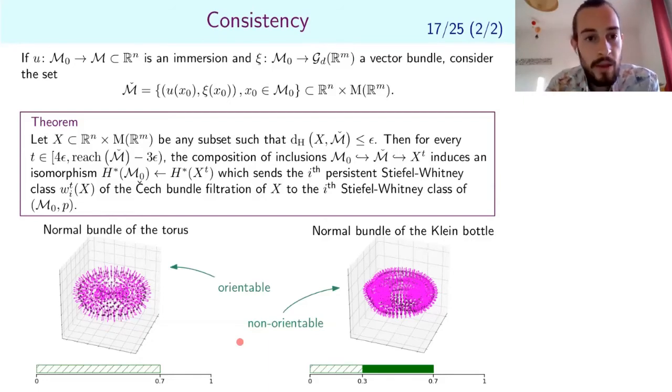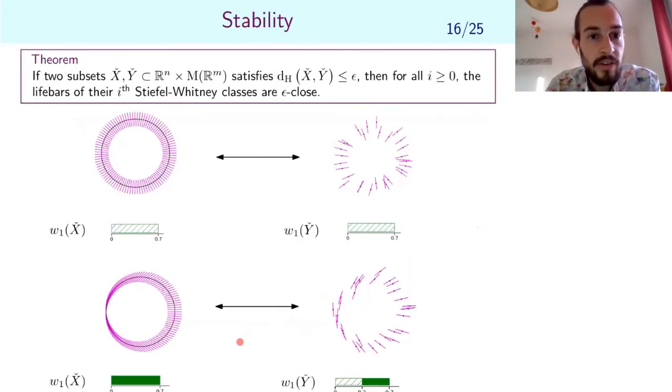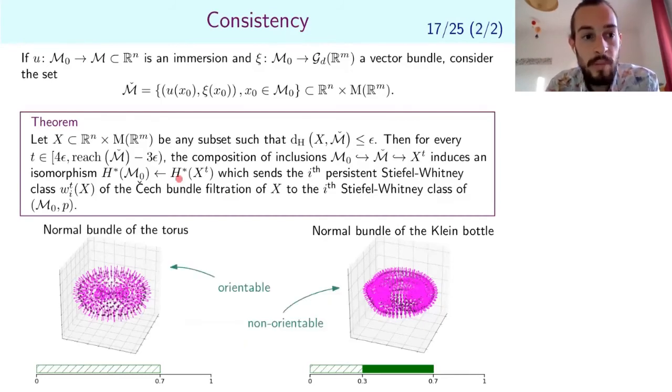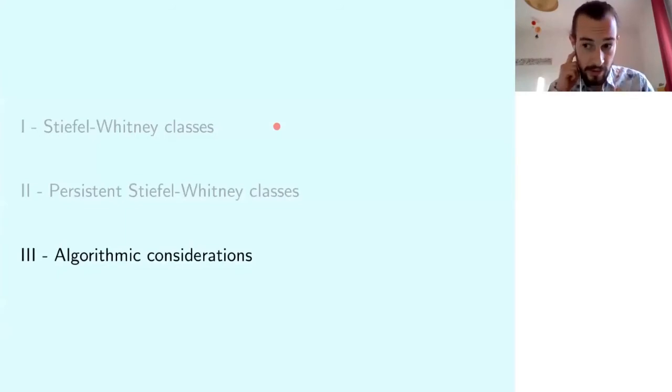I have to say that these two results that I call theorems are actually straightforward consequences of the definition. It really was a matter of finding the right definition. What is a bit more tricky, though, is what we're going to discuss now, algorithms. I want to be able to compute these life bars in practice. If you're interested, there is a Python notebook on my webpage where I coded all of that.